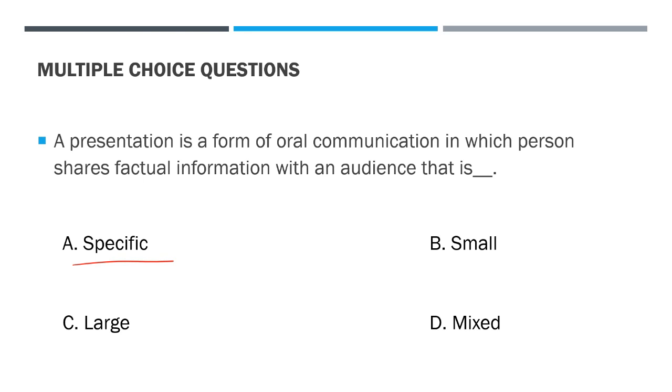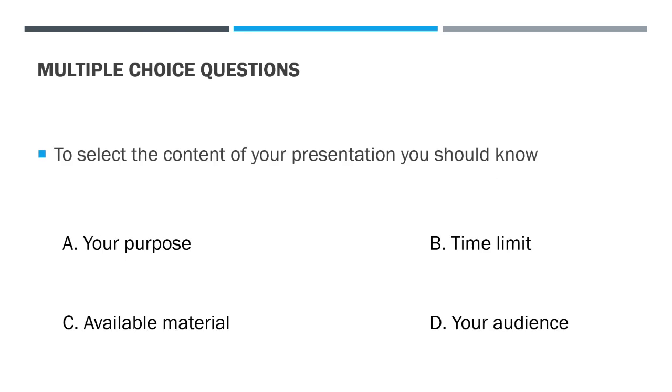So let us get into the next question. To select the content of your presentation, you should know. As a presenter, before you select the content for your presentation, what is more important? Option A is the purpose of the presentation. Option B is time limit. So what is the time limit? Option C is available material. What is the available material? Option D is your audience.